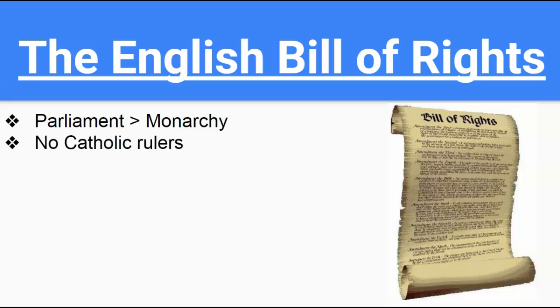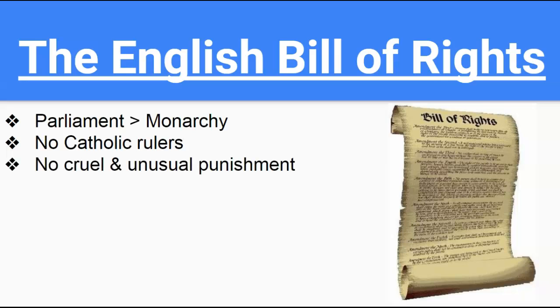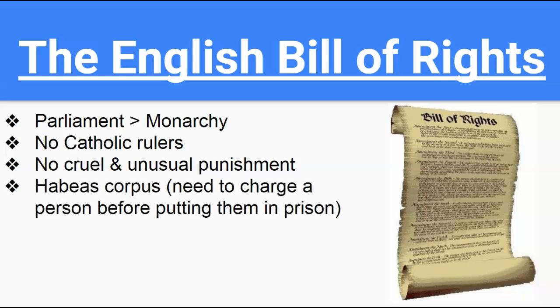What the English Bill of Rights says in the Glorious Revolution is that we will no longer have Catholic rulers, not have things like cruel and unusual punishment. They are going to protect something called habeas corpus. This is the idea that you can't just throw a person in jail. They need to be charged with a crime. They need to go through the process of having a trial. Then they can be put in jail. You can't just throw people in jail without charging them first.